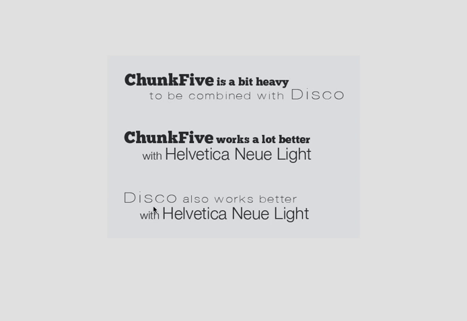This is Chunk Five combined with Disco, and it's too heavy to be combined with this. This is too light, this is too heavy. They create so much contrast that they sort of break apart. Whereas if you combine Chunk Five with Helvetica Neue Light, it's kind of nice. But then on the same side, as we spoke of contrasts, this is very heavy and thick. If I choose another one that's very thin and light, it might serve as a nice contrast between Helvetica Neue Light and Disco.